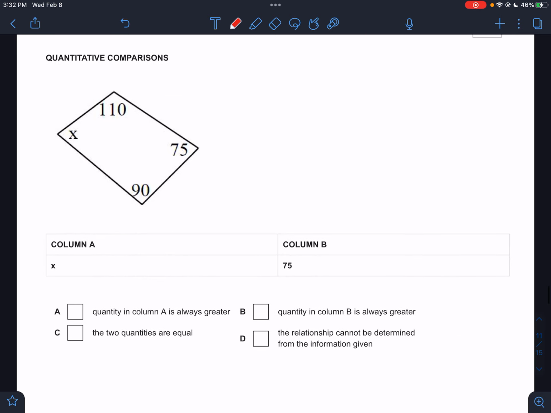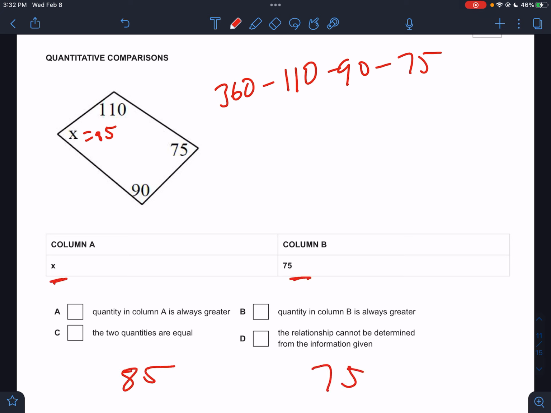On this one, if this is a 4-sided shape, we know that it's going to be 360 minus 110 minus 90 minus 75. I'm going to type that in. 360 minus 110 minus 90 minus 75. This corner is 85. So X and 75, well, that's 85 and 75. 85 is bigger than 75. So quantity in column A is bigger.